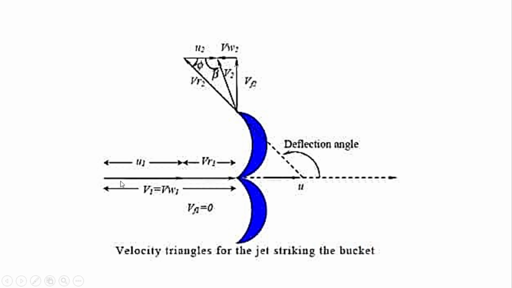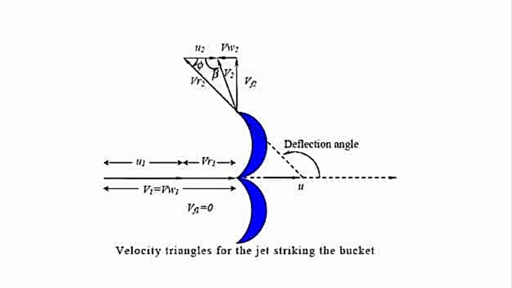You can see here, this is velocity v1. Since the water is striking the bucket, this v1 is equal to vw1. This u1 is the bucket velocity. Since the bucket is also moving in the same direction, when you subtract u1 from v1, you get the relative velocity, the relative velocity between the water jet and the bucket. So the difference of these two velocities is known as the relative velocity at the inlet.